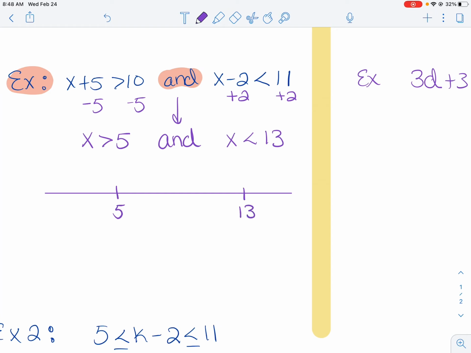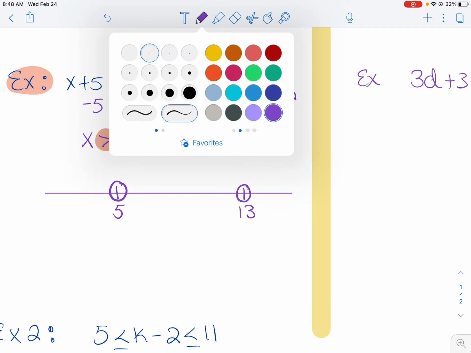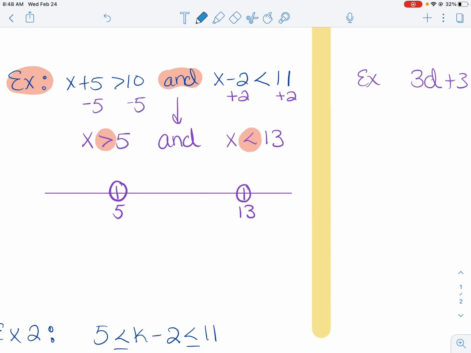And remember, just like we talked about last time, if there's no "equal to" in the inequality symbol, we can circle the number, but we're not going to fill it in, because we're not including 5 or 13 as part of our solution. And then watch what happens here. I'm going to use two different colors. So first, I'm going to graph x is greater than 5. Okay. So I'm going to circle 5, and everything that's greater than 5 would be everything to the right, towards 13.